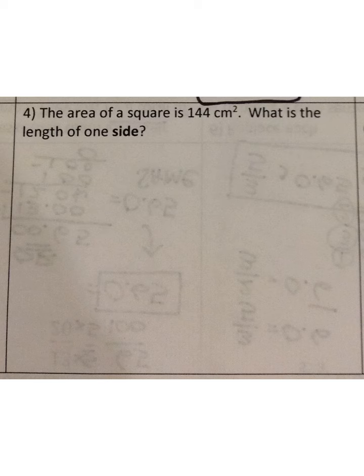Number 4, the area of a square is 144 centimeters squared. What is the length of one side? So again, tells you the area. We want to know what is the length of one side.